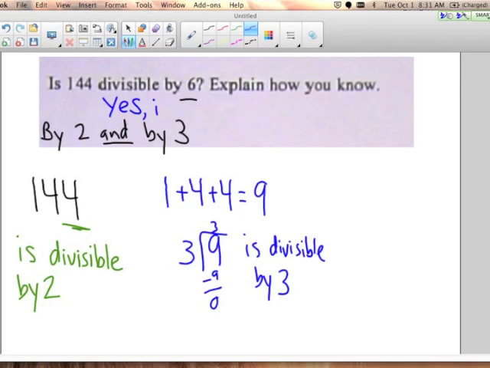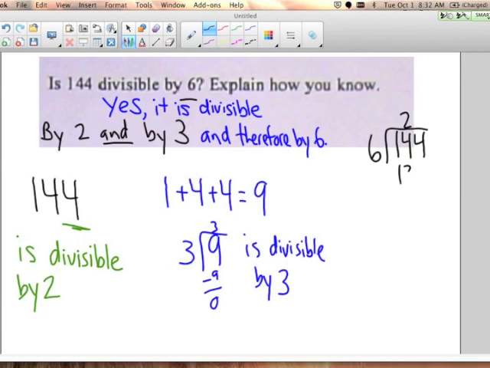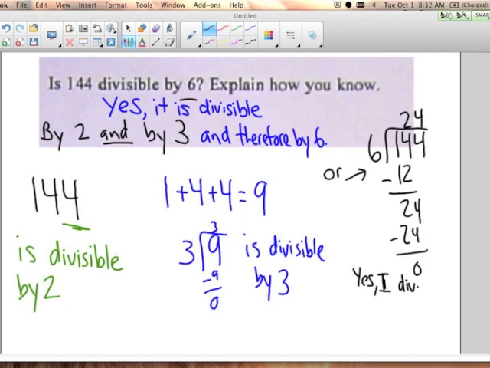So I have to make sure that I say yes or no, and then I have to explain why. There is another option that would be correct. I would have preferred that you knew the divisibility rules for 2, 3, and 6. You could take 144 and divide it by 6. If you divide a number by another number and you have no remainder at the end with a whole number quotient, then that means that the dividend 144 is divisible by the divisor of 6. And you could explain it by saying, yes, I divided it by 6.